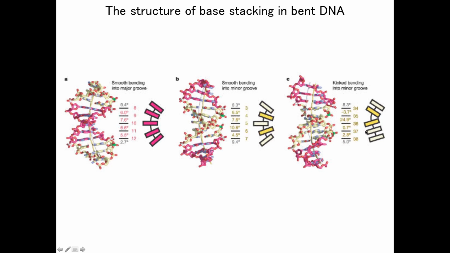Please see the kinked DNA into the minor groove. This pi-pi stacking is almost the same as the B-form DNA, but this pi-pi stacking is quite disordered. It means that pi-pi stacking is very important to form the B-form or bent and kinked DNA structure.